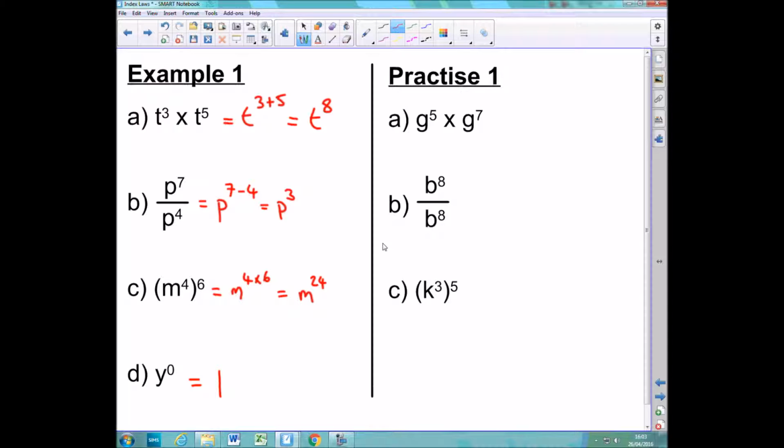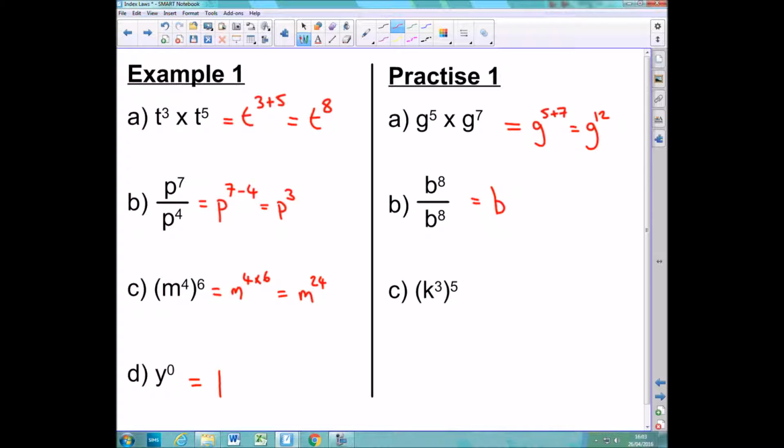So use this piece of information to have a go at these practice questions over here on the right. Pause the video and I'll run through the answers in a moment. Okay, so the first one was a times, and if you remember from the index laws, that means I've got to add the powers. So I've got g to the power of 5 plus 7, which is g to the power of 12. Second one, I've got to take away.